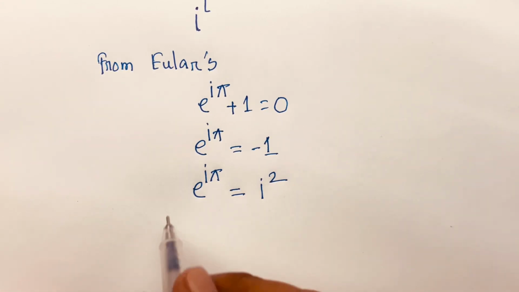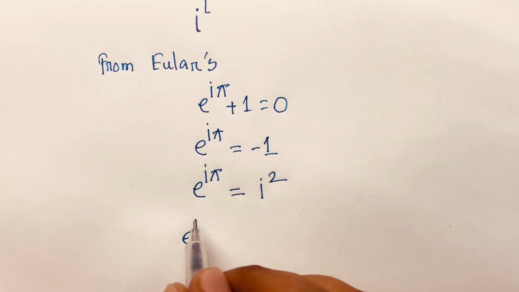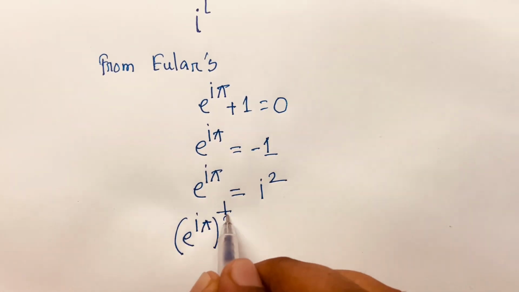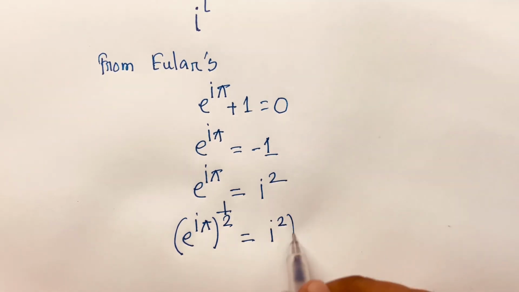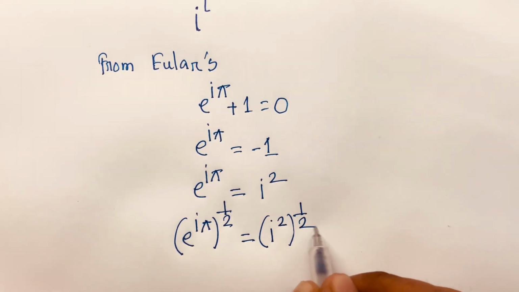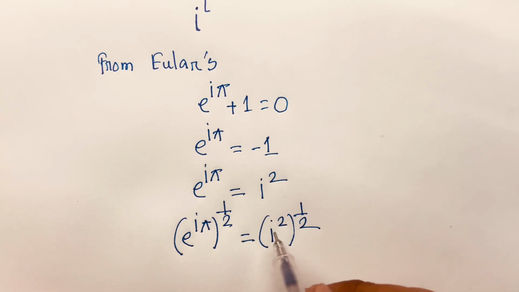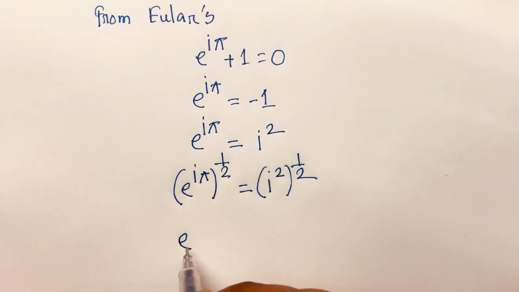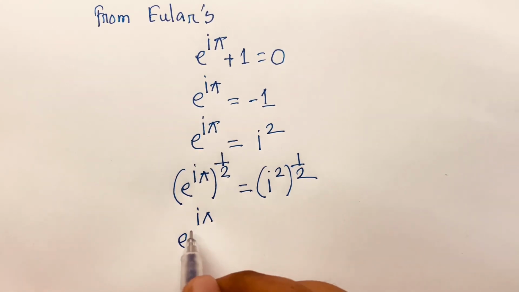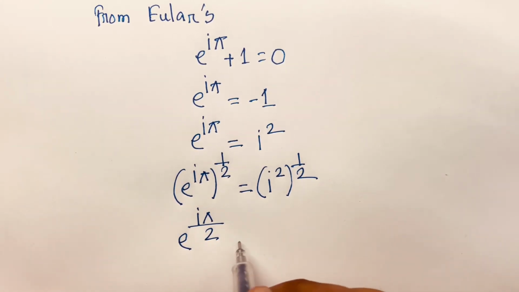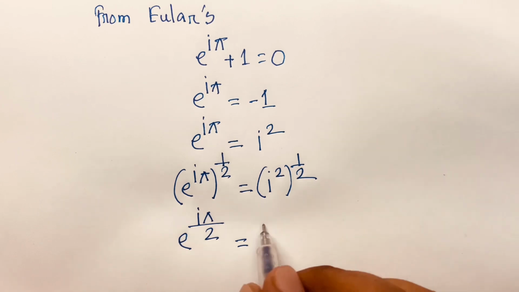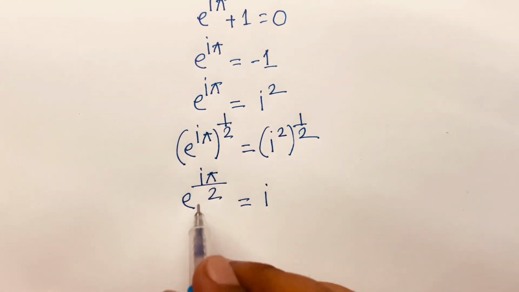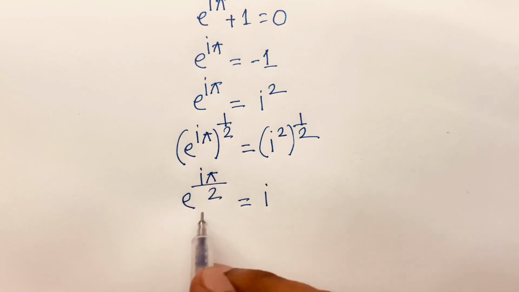Then here is e to the power i pi, bracket power is half; i to the power 2, bracket power is half. I use both sides power is half. Then I can say here e to the power i pi over 2 is equal to i, because of that the 2 cancels.